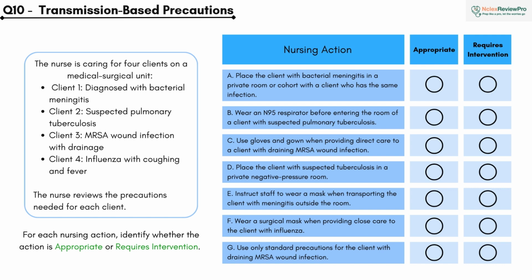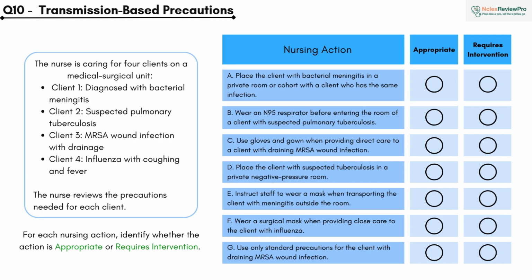Option B. Wear an N95 respirator before entering the room of a client with suspected pulmonary tuberculosis. Option C. Use gloves and gown when providing direct care to a client with draining MRSA wound infection. Option D. Place the client with suspected tuberculosis in a private negative pressure room. Option E. Instruct staff to wear a mask when transporting the client with meningitis outside the room.